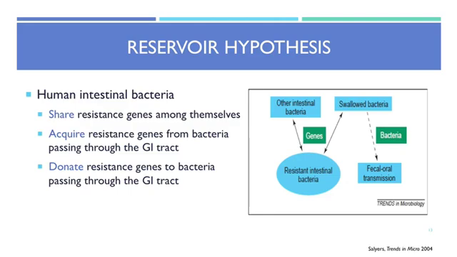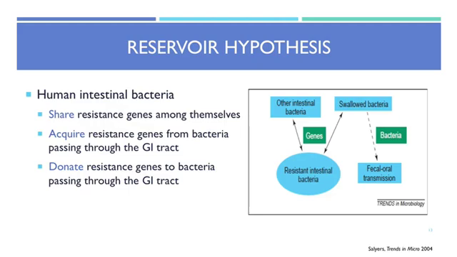just while they're sitting there, living their lives in your intestines. They can also acquire resistance genes from bacteria passing through the GI tract. So let's say you ate some chicken or pork or something that was contaminated with bacteria. If any of that bacteria passing through your GI tract carries resistance genes, in that short period of time that it's there, those bacteria that do live in your gut can actually acquire some of that resistance. But then they can also donate resistance.